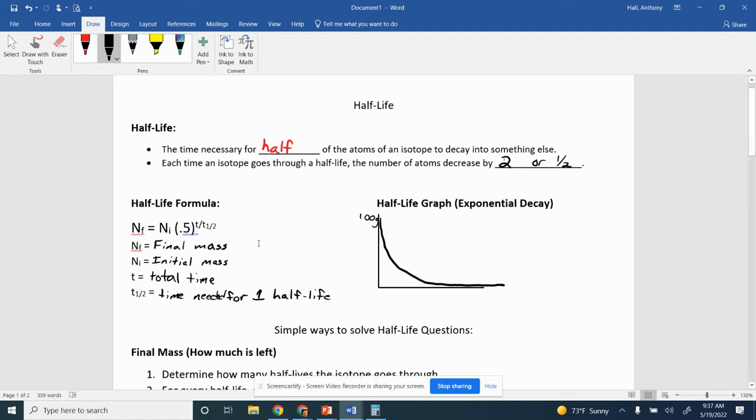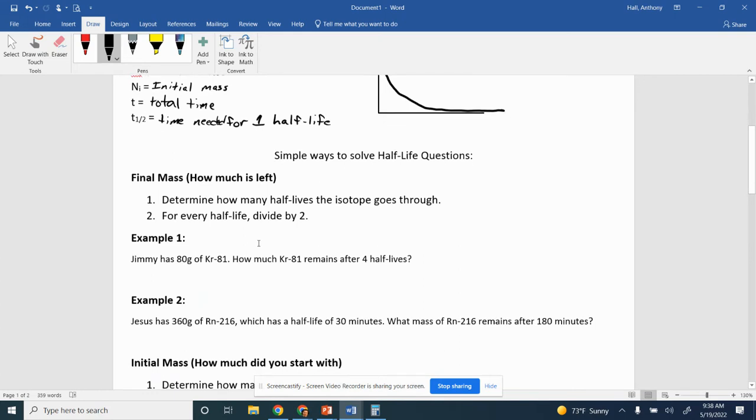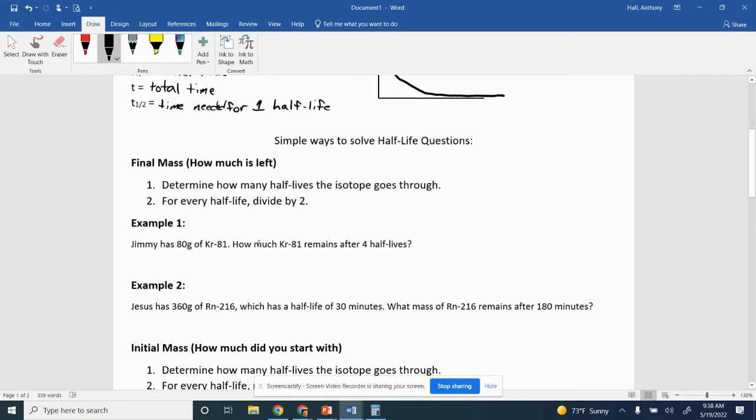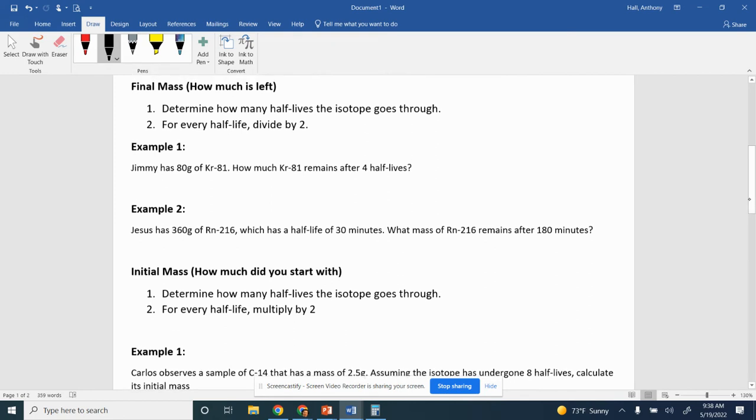So again, we have the formula, but I gave you simple ways, basically little 2-step processes to be able to solve for anything you need. So let's look at the first one right here. If I need to know my final mass, so how much is left? Well, the trick to doing this very simply without having to use the formula is first determine how many half-lives it's gone through. So you've got to figure out the half-lives. And then depending on how many half-lives there are, that means you're going to divide by 2 each time. So if I had 10 half-lives, I'm going to divide by 2 10 times, divided by 2, divided by 2, divided by 2.